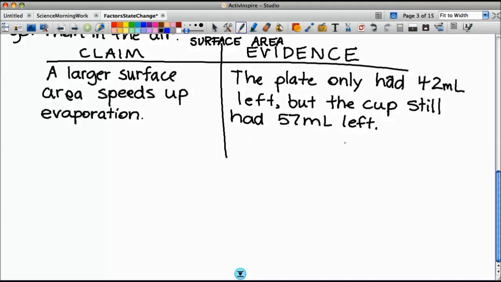We just talked about the why. We said that the plate went faster because that wide surface area helped it. Why does a wide surface area make evaporation happen faster? What do we know about evaporation? JD? Because it has a larger surface. It does, but why does that matter for evaporation? Because evaporation happens on the surface.